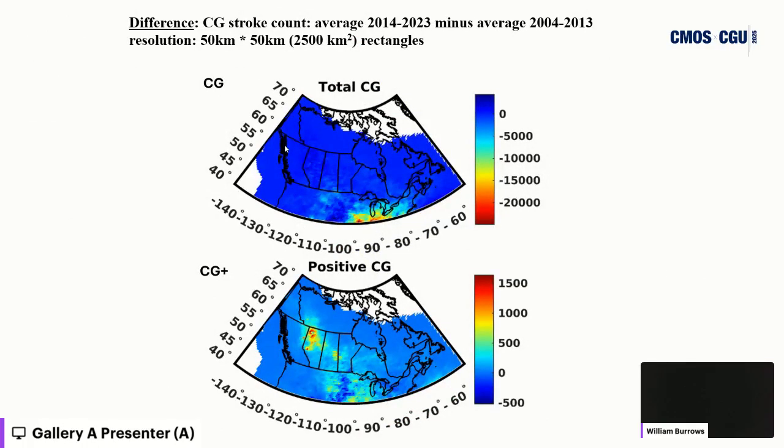Here's the decrease from 2014 to 2023 minus 2004 to 2013, and you see total lightning especially decreasing in the Great Lakes and Midwest area. But on the bottom, you see positive lightning has been increasing, particularly in northern Alberta and the territories and across the central prairies. Next slide.